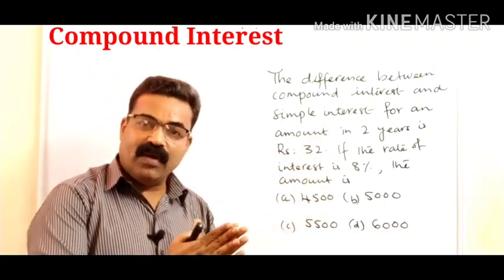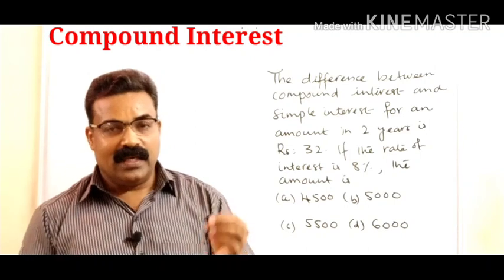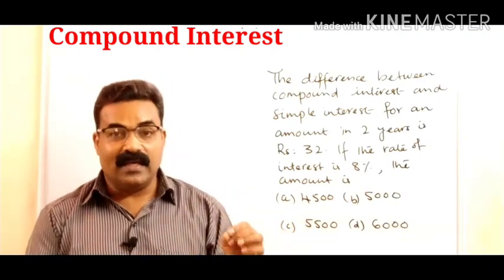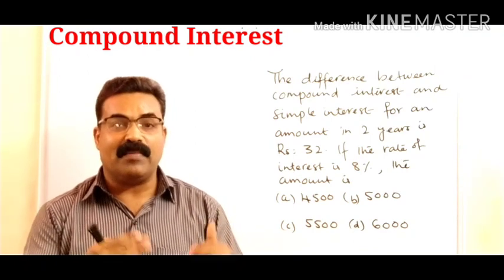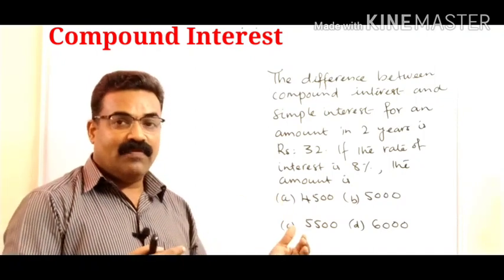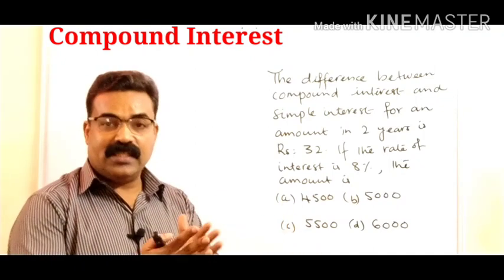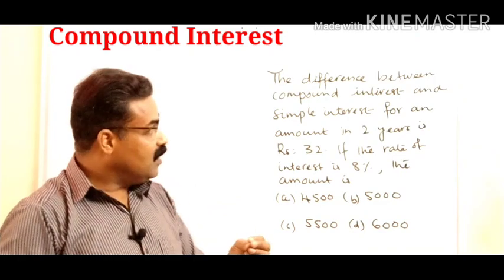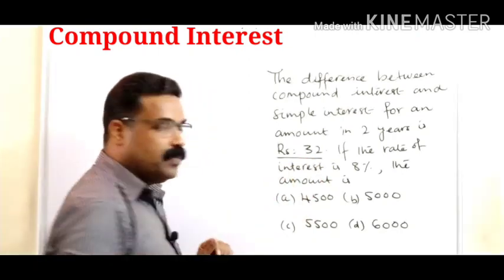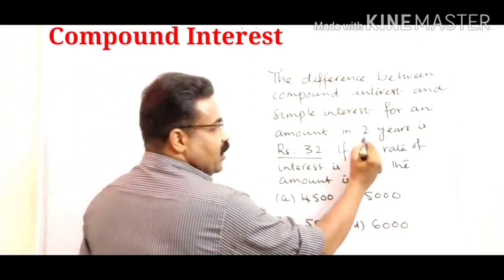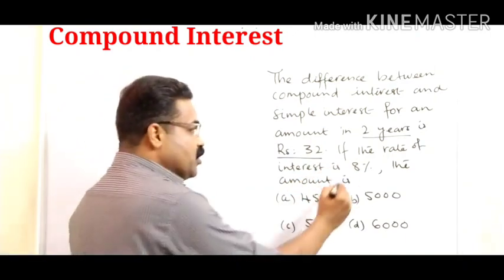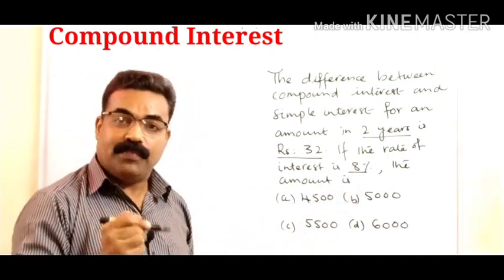So compound interest formula we know, simple interest formula we know. A is equal to P into 1 plus R by 100 power N, that is for compound interest, and simple interest SI is equal to PRT by 100, that is for simple interest. By applying the formula in the previous question, we have found out the difference between simple interest and compound interest. Here the difference is given to you as rupees 32 and in 2 years. So time is also given to you. And the rate of interest is 8%. R is also given to you. You need to find out what is P.